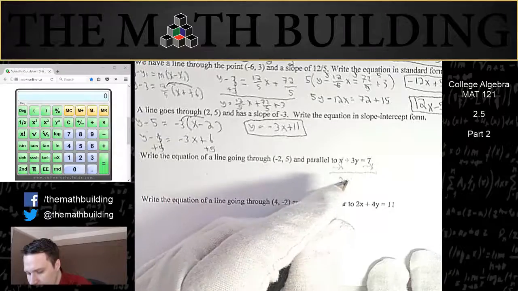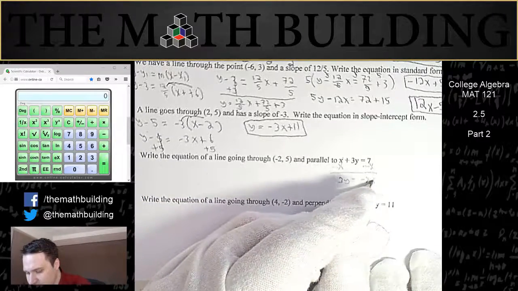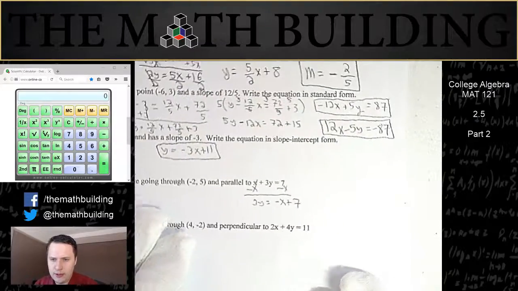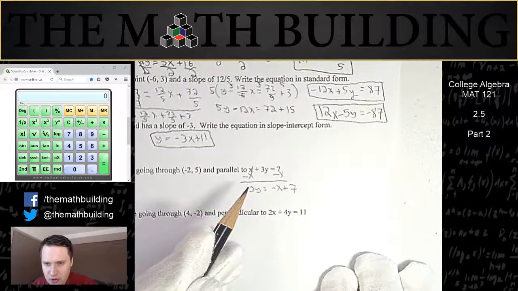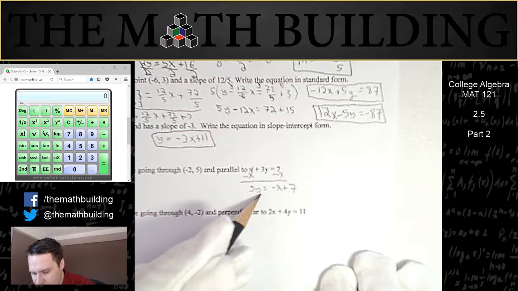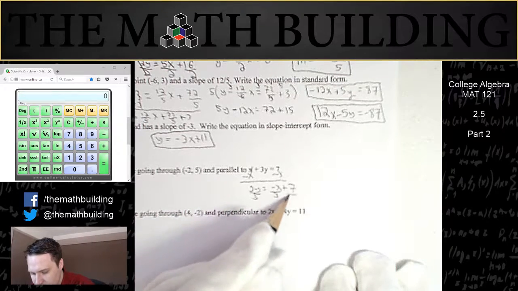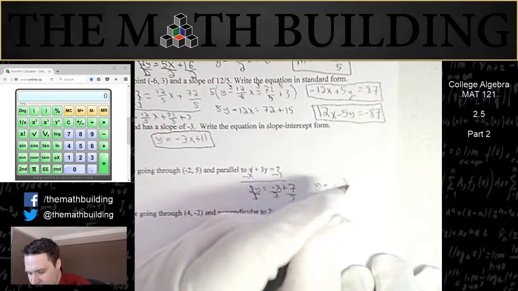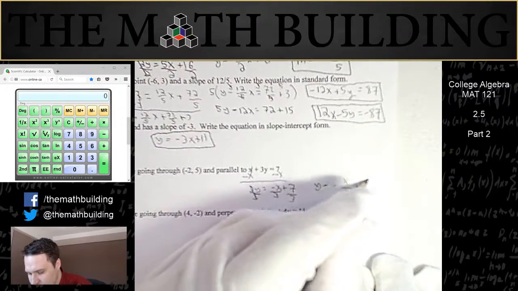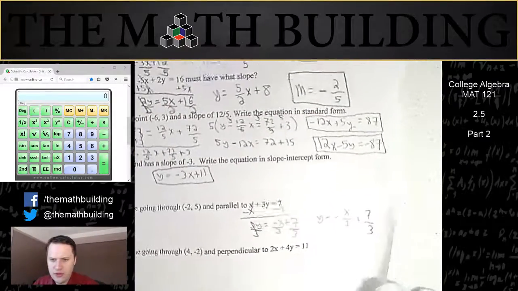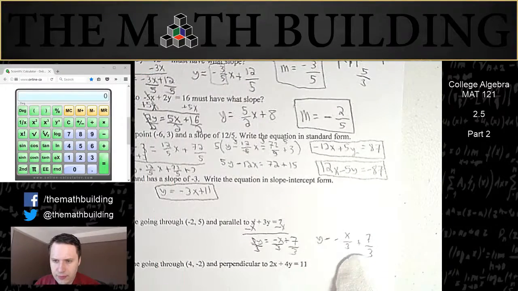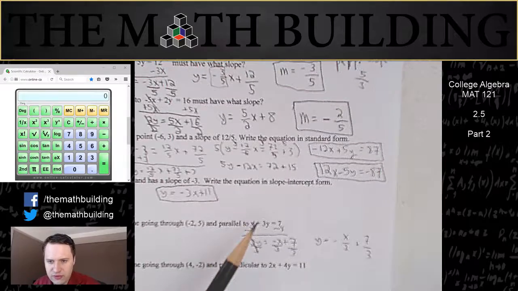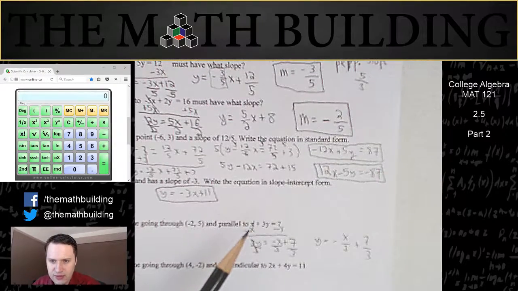So we get 3y is equal to negative x plus 7. 3y equals negative x plus 7, divide by 3, divide by 3, divide by 3. So we get y is equal to negative x over 3 plus 7 over 3. So this equation right here is equivalent to this equation, x plus 3y equals 7.